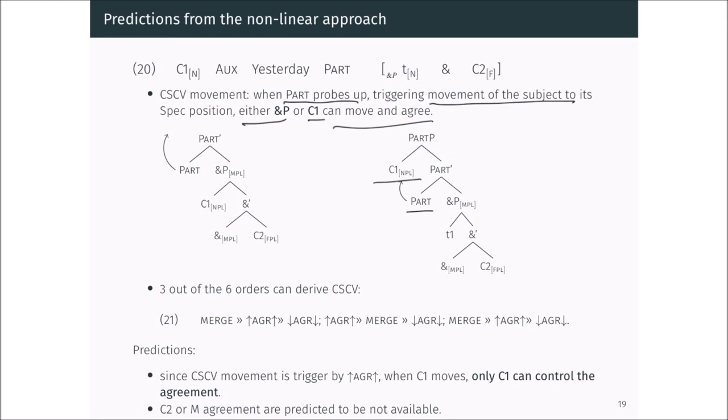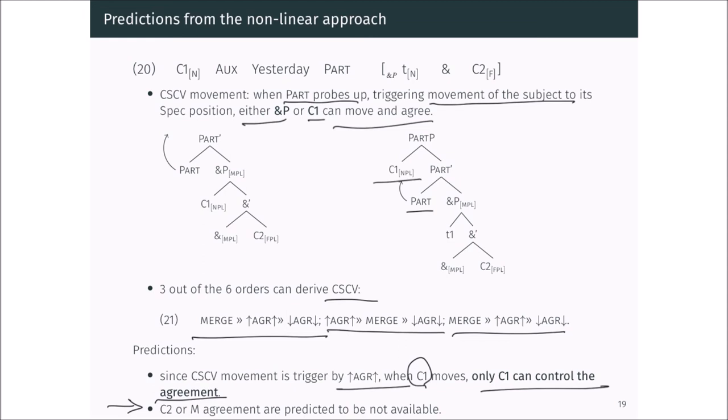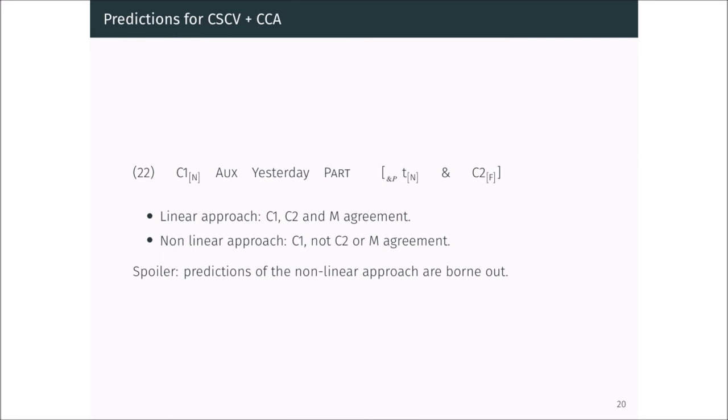There are three out of six orders that can derive this CSCV word order listed here. So the prediction is that since CSCV movement is triggered by upward agree, when C1 moves, only C1 can control the agreement. C2 and masculine agreement are predicted by this approach to be not available in CSCV. Having laid out the predictions for CSCV plus agreement, now we can look at some facts about CSCV.